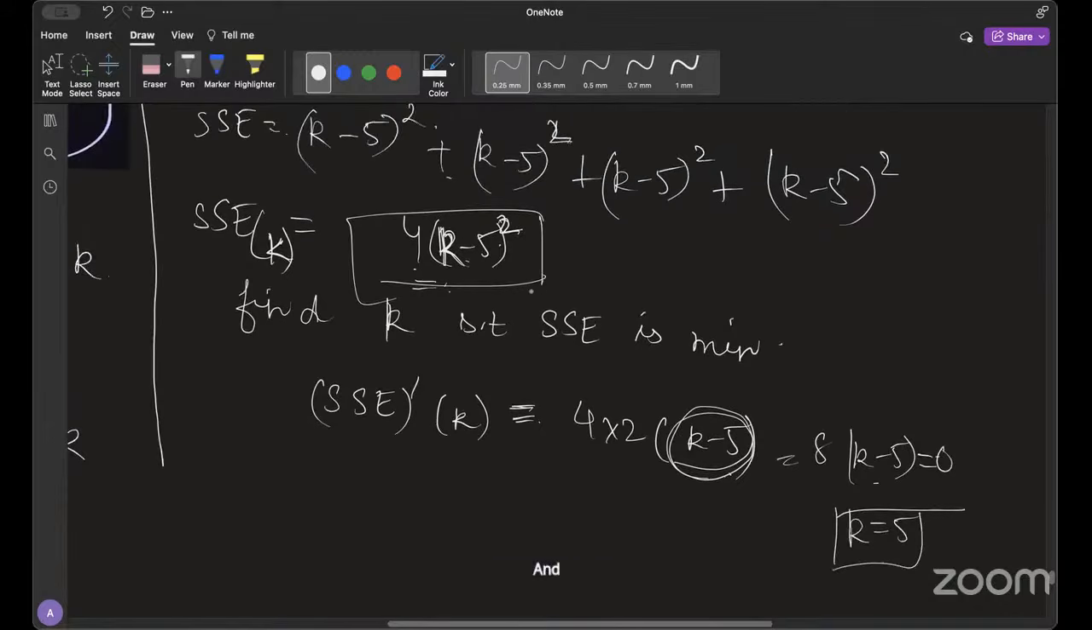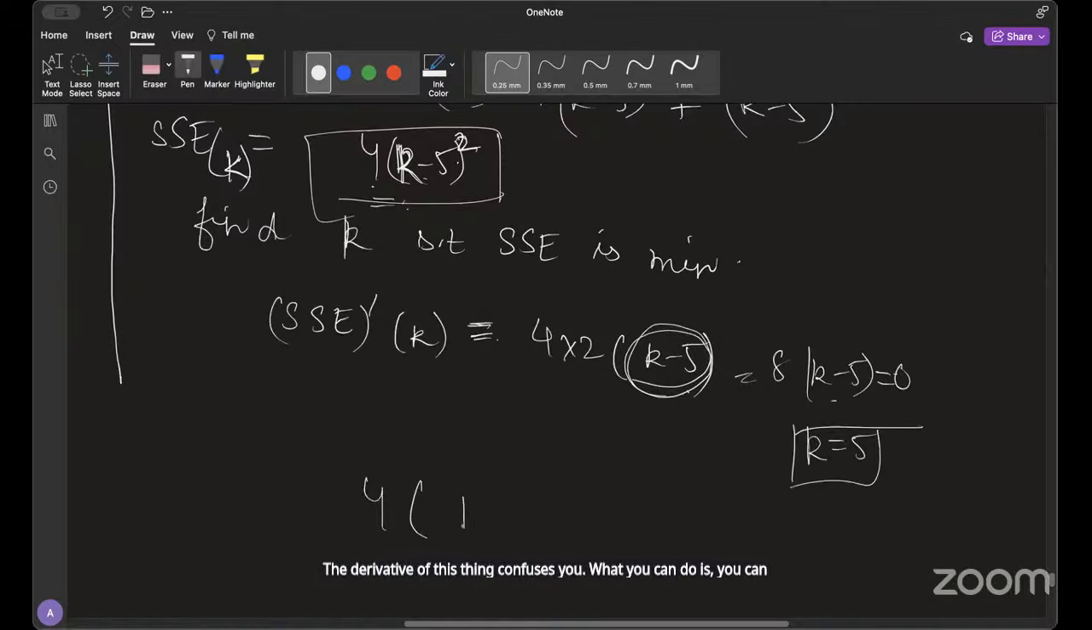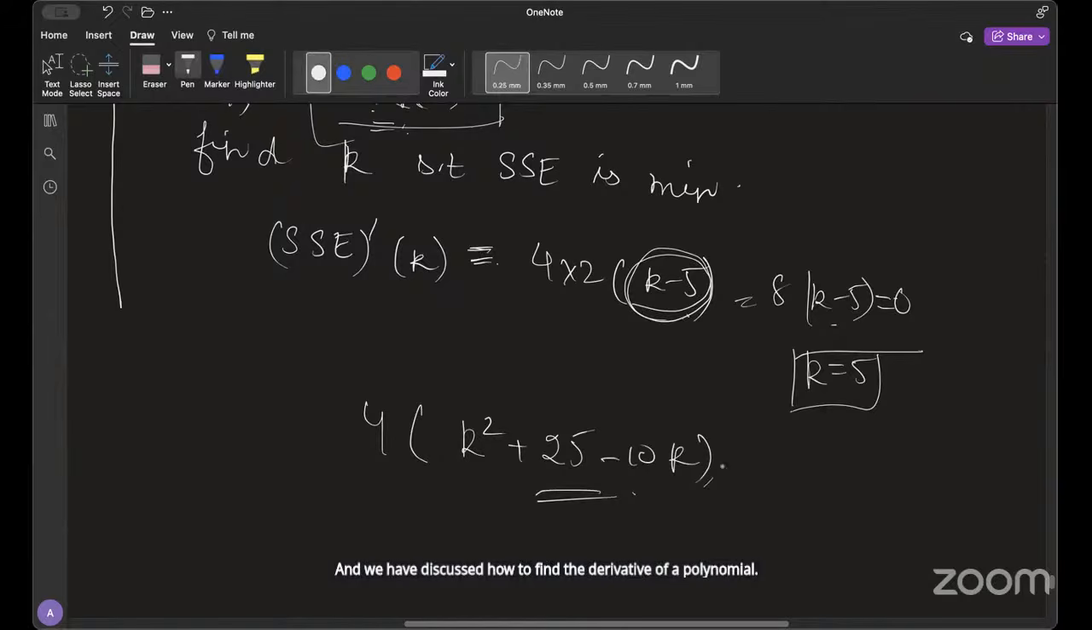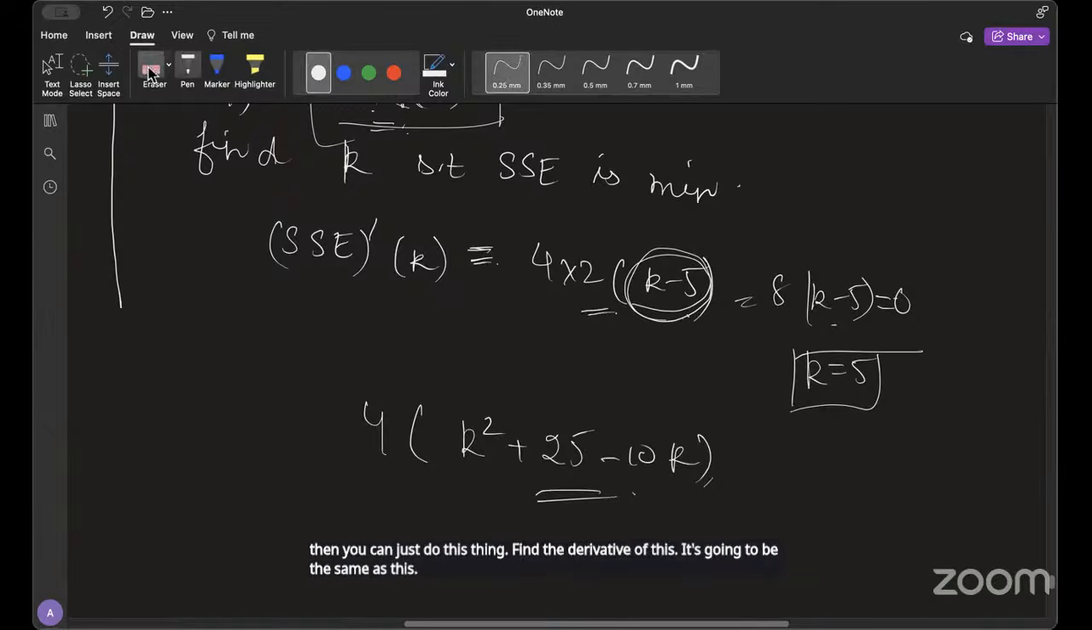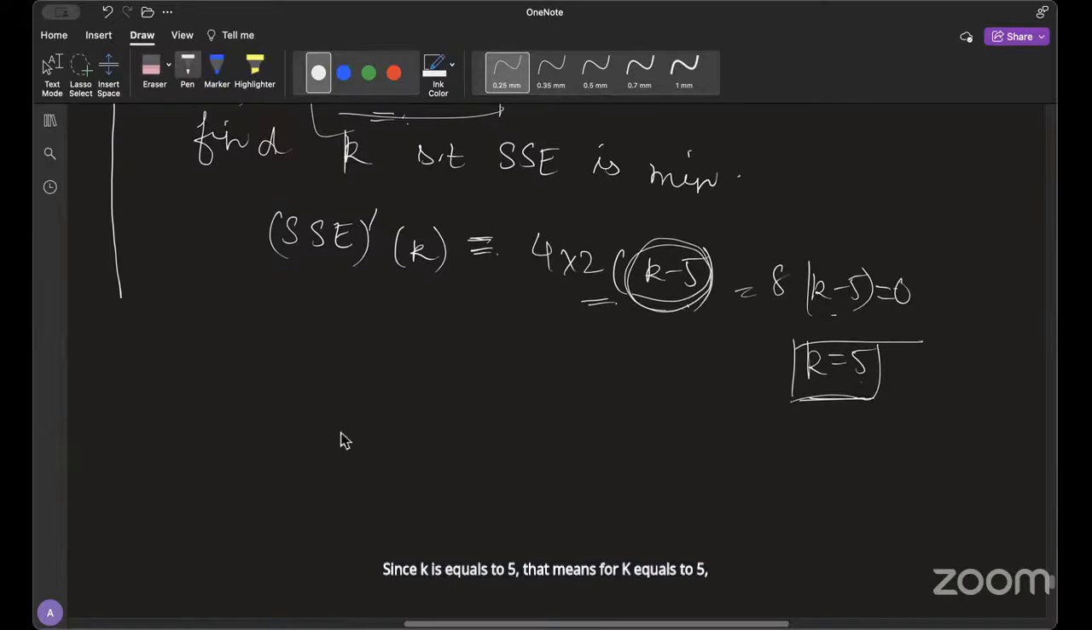And if the derivative of this thing confuses you, what you can do is you can simply expand this: k squared plus 25 minus 10k. And we have discussed how to find the derivative of a polynomial. Then you can just do this. Find the derivative of this. It's going to be the same as this. And equate it to 0. To find the value of k, since k equals 5, that means for k equals 5, I'll just write it down.